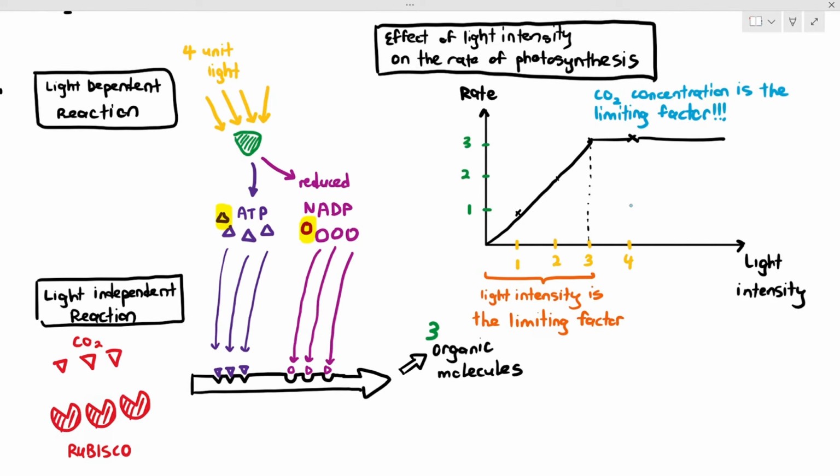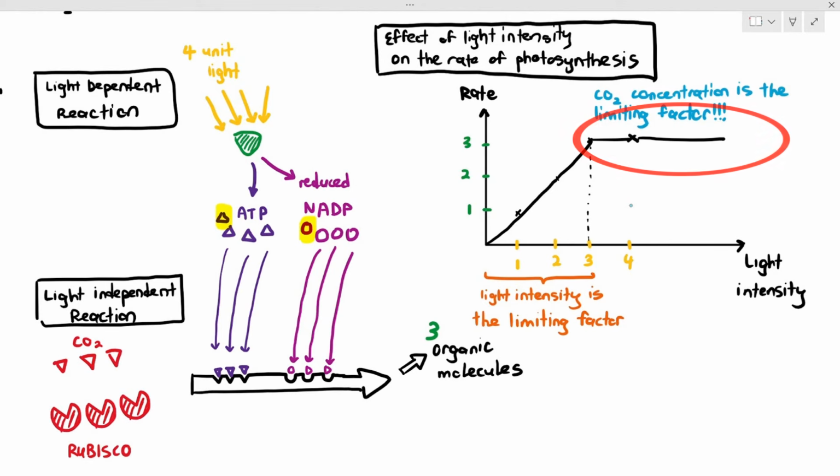So in this case here, if you wanted to increase the rate of photosynthesis, the only thing that you can do in this situation is to increase the carbon dioxide concentration so that more carbon dioxide is available in the light-independent reaction to produce more organic molecules. It's as simple as that. By having 3 carbon dioxide molecules over here, represented by those 3 triangles, I can only produce a maximum of 3 organic molecules. This is just the way it is. If I want to get 4 organic molecules, I need to have more carbon dioxide over here. That's what you have to understand.